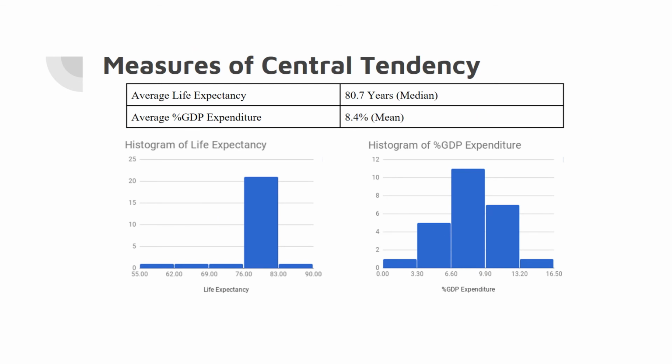Now, measures of central tendency. As you can see, the average life expectancy is 80.7 years, while the average percent GDP expenditure is 8.4%. Now, I want you to note that the first average is measured in terms of the median because the data are negatively skewed, as you can see in the histogram over here. While the second average is measured in terms of the mean because the data are normally distributed, so honestly, the mean, median, or mode are all kind of the same. They fall about in the center, in the interval between 6.60 and 9.90.